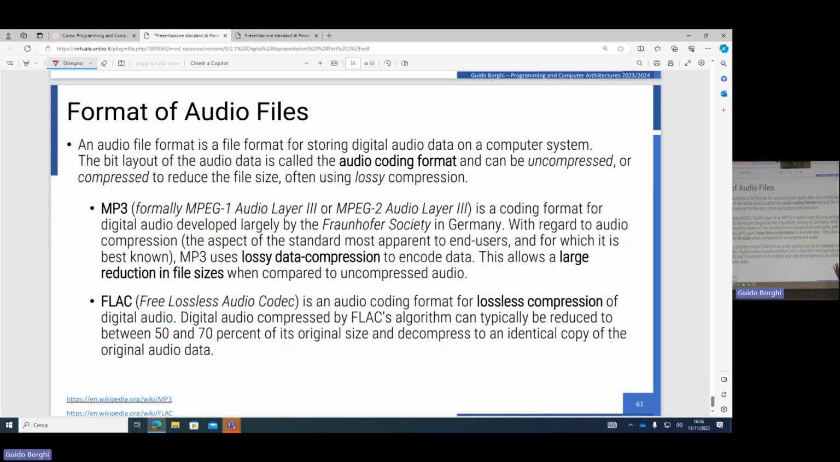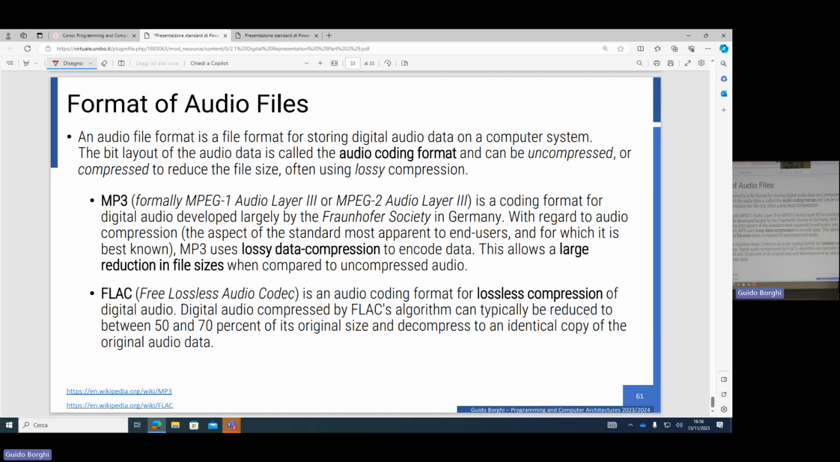Just as a parallel, MP3 is similar to JPEG: we save space, but we lose quality. The FLAC format is similar to PNG: we want to maintain high quality, but we have bigger files, so we lose the opportunity to save more songs in our disks, in our storage. This is also the last slide for today's first part.